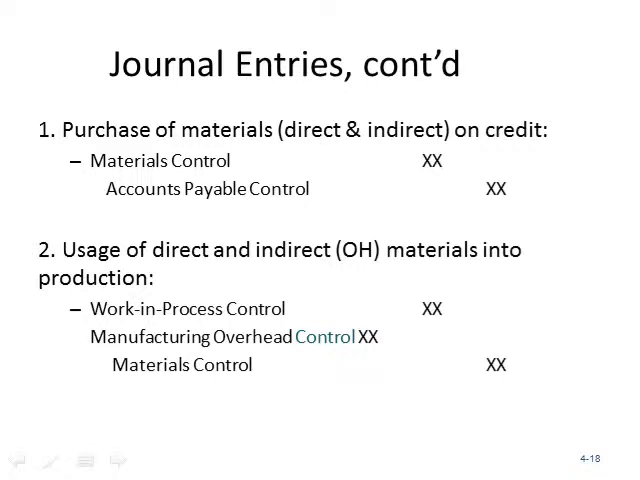In journal entry 2, we use direct and indirect materials. So we're pulling materials, both direct and indirect, out of the materials control account and putting them into production. In order to do this, we debit work in process control, which is an asset account, debit the manufacturing overhead control account, and then credit materials control because we're moving them out of that control account.